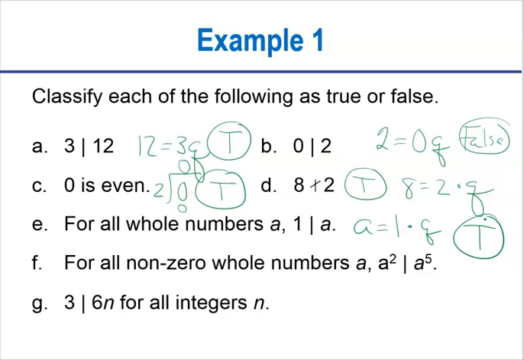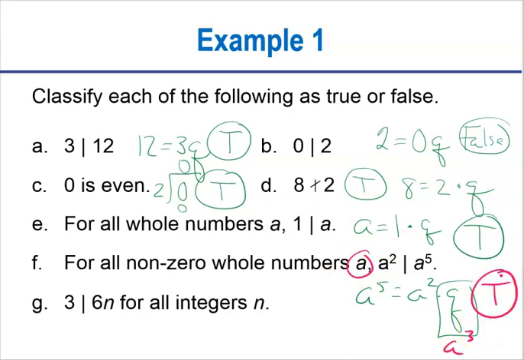For all non-zero whole numbers a, a squared divides a to the 5th. What do we think about that? So here we would say a to the 5th is equal to a squared times q. Is there a whole number q that would make that work? I would argue if q is equal to a to the 3rd, that would work. Now, is a to the 3rd a whole number? It is, because a is a whole number, and if you raise a whole number to the 3rd power, you do get a whole number. So let's say that that's a true statement as well.